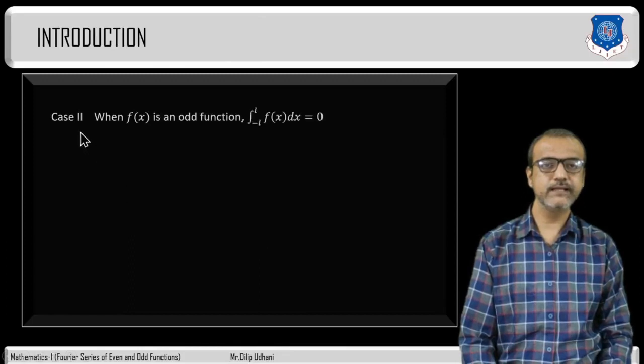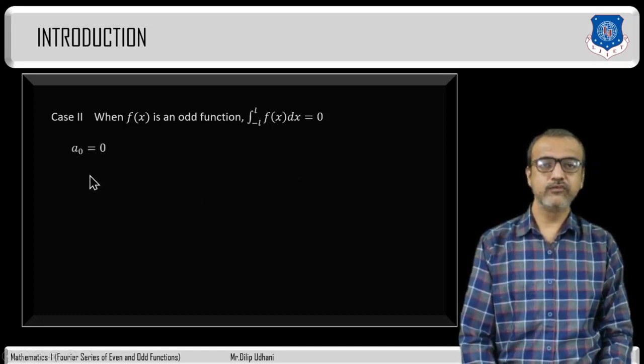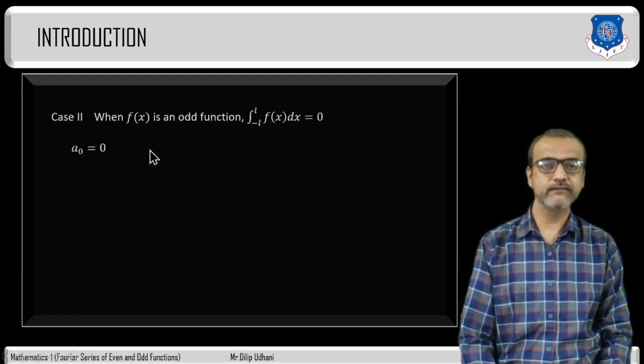Now we will see case number 2. When f of x is an odd function, the integration from minus L to L f of x dx equals 0, right? Now as you know the formula of a0, that is 1 upon L integration from minus L to L f of x dx, right? And here we are considering that f of x is an odd function, so definitely it will become 0. So we have a0 equals to 0.